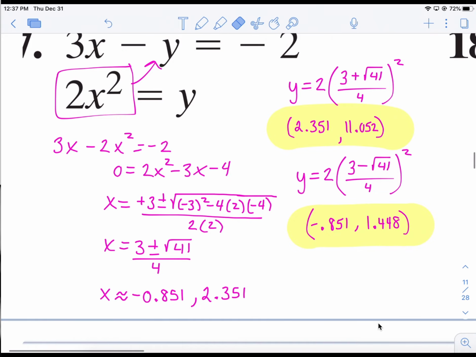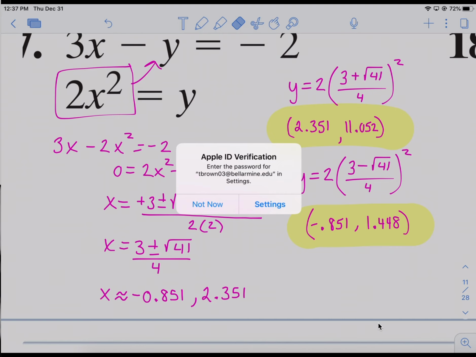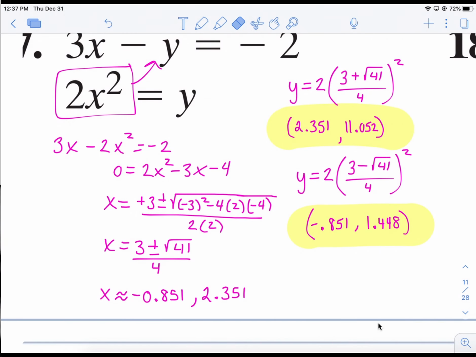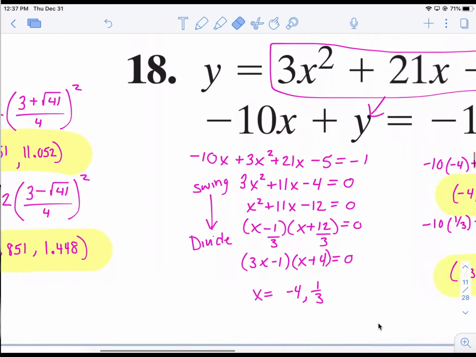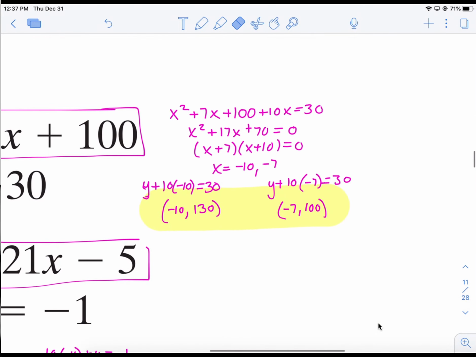Problem 17 is a little more complicated. I had to make the x squared positive, so I moved everything to the right. This one did not factor, so we had to do the quadratic formula. If you left it as 3 plus or minus square root 41 over 4, that's great. If you move to decimals, that's fine too. Let's look at number 15. Number 15 was a very easy factor. Multiply to 70, add up to 17, that's 7 and 10. Two x's, plug them in to get 2 different y's.